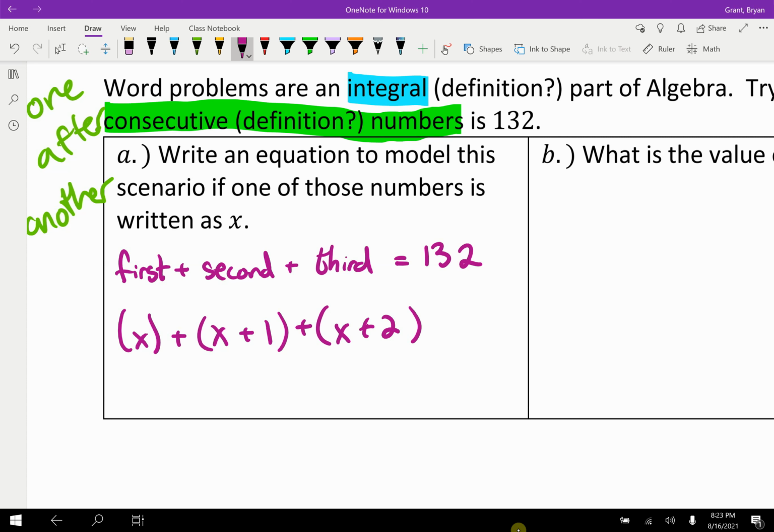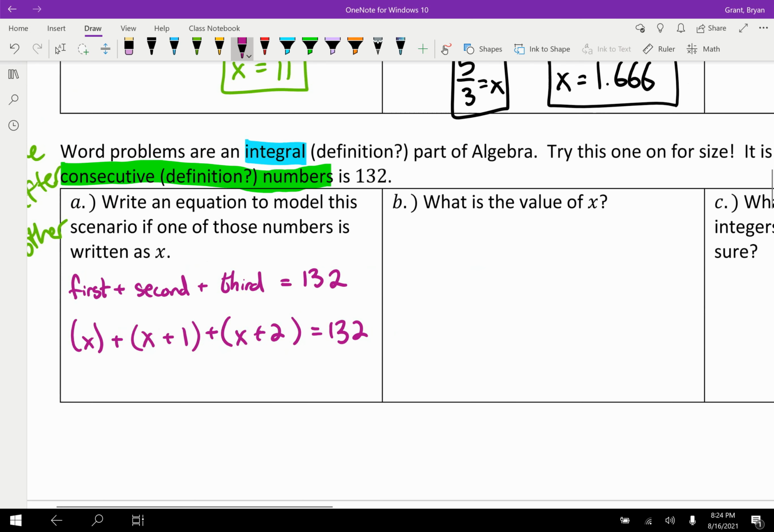If x was 10, then 10 plus 1 is 11. 10 plus 2 is 12. 10, 11, 12, 3 consecutive numbers equals 132. Now we have an equation. Part B asks us to find the value of x.